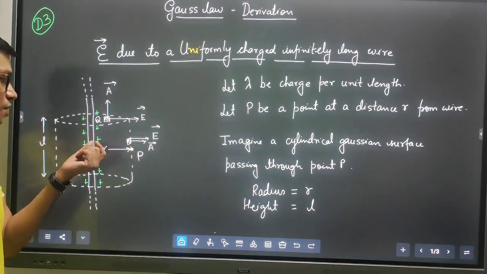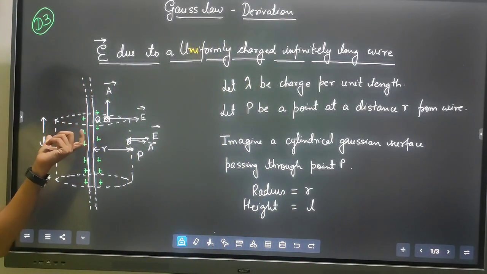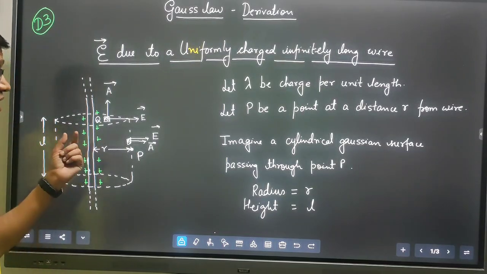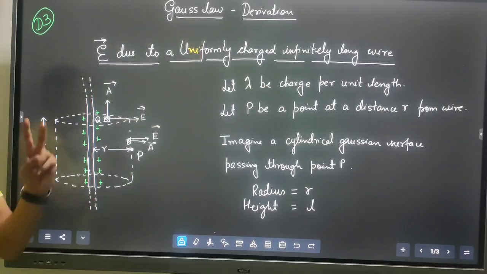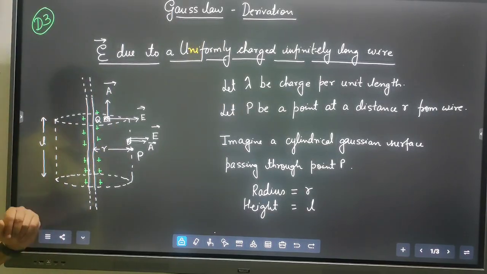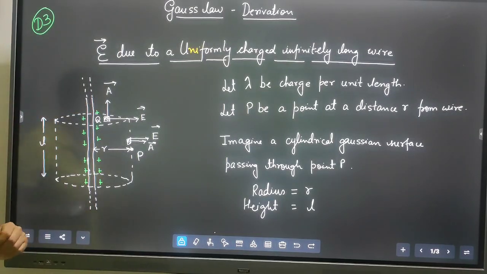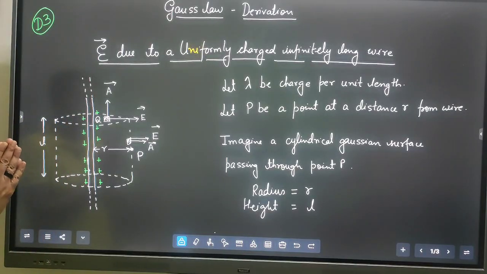Now let's consider that we have to find the net electric flux which is coming out from this cylindrical Gaussian surface. So we'll divide this surface into 2 parts. The first part is the curved part and the other part is these 2 flat faces. Now let's first consider the curved part.